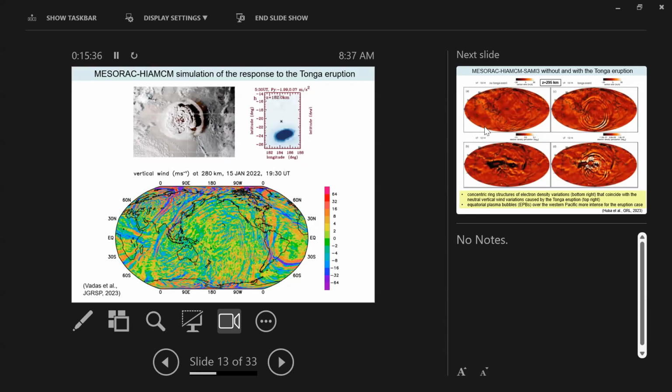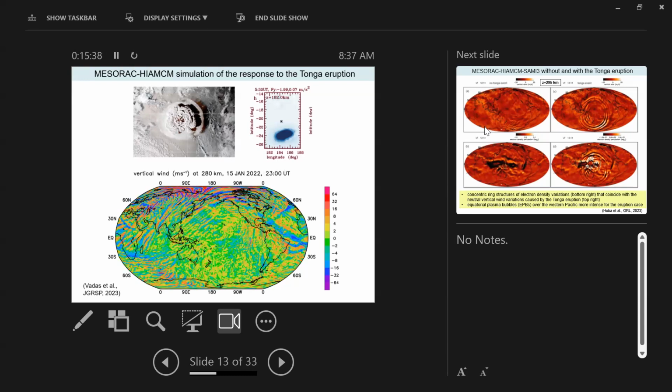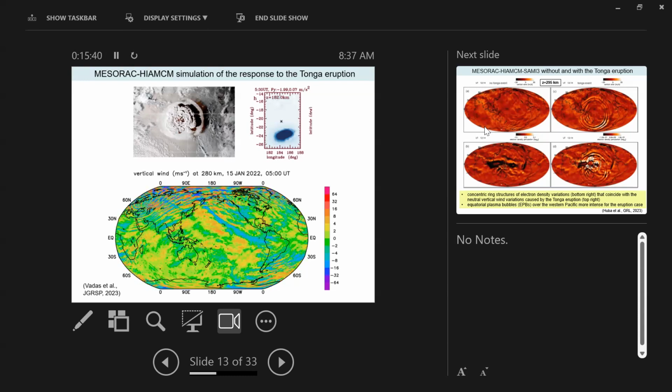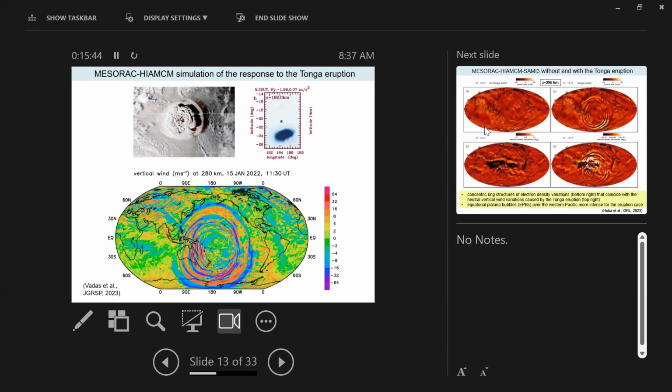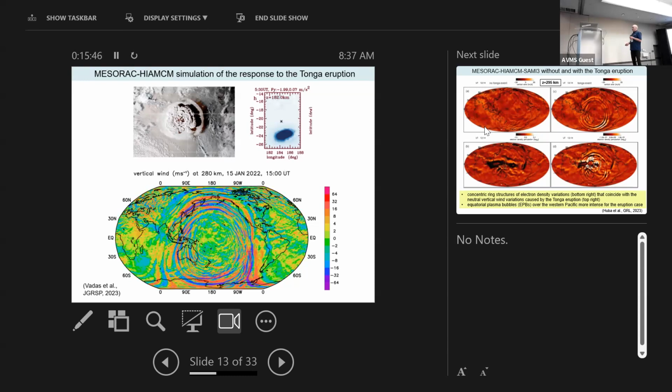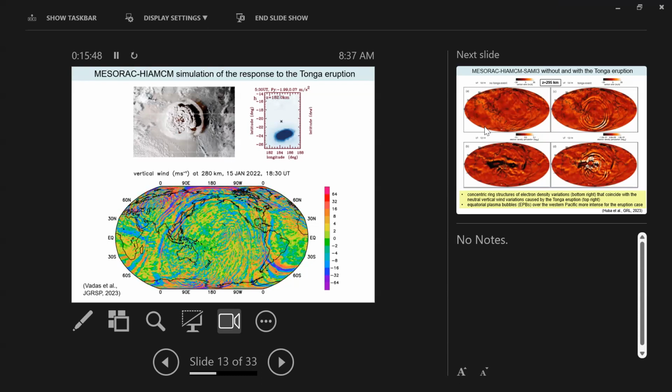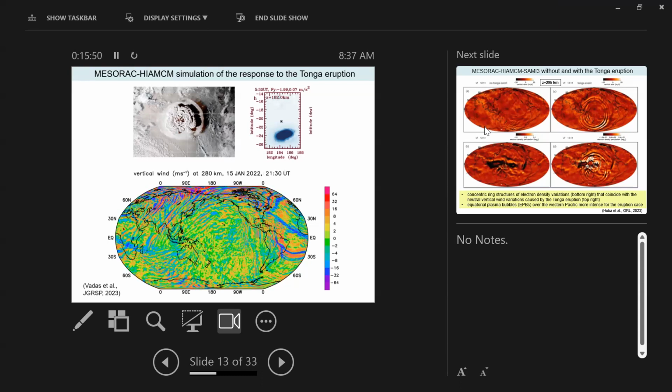It's a broad spectrum of gravity waves with the large horizontal wavelength propagating also faster and arriving here over the America continent much earlier than the small scale stuff that comes later.